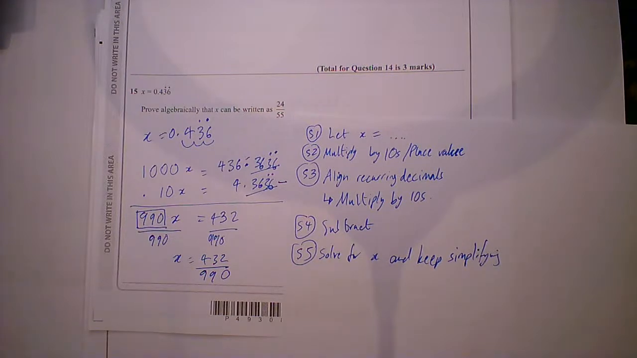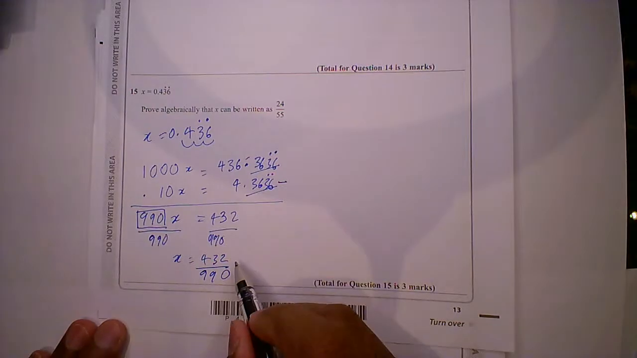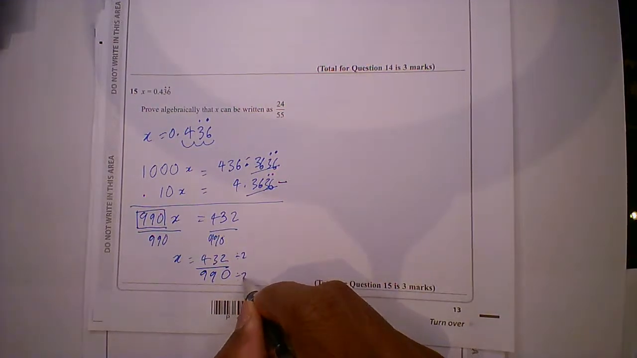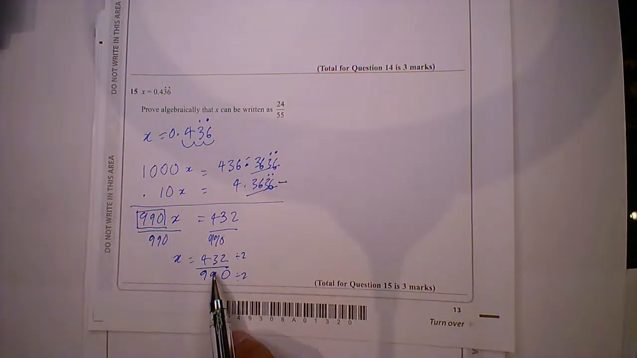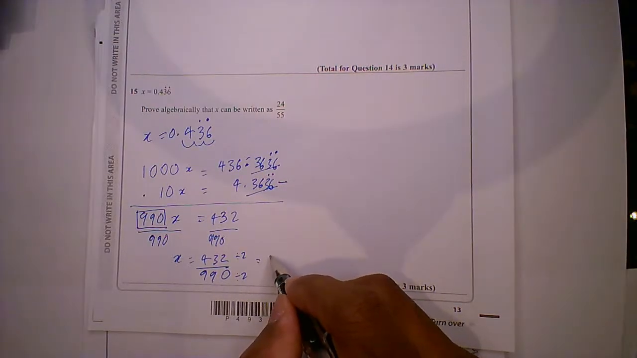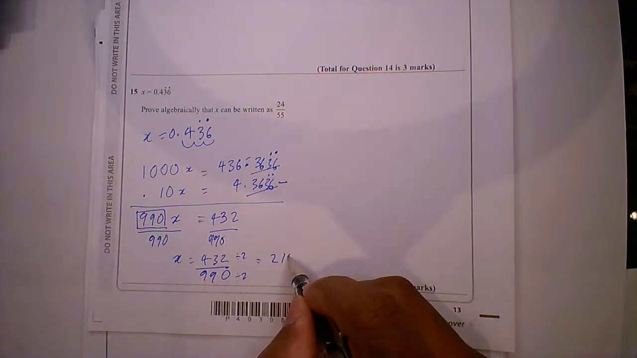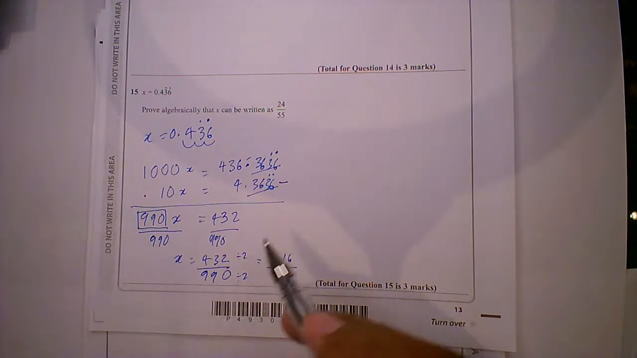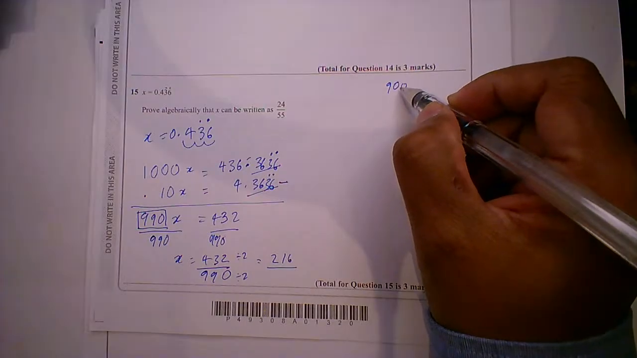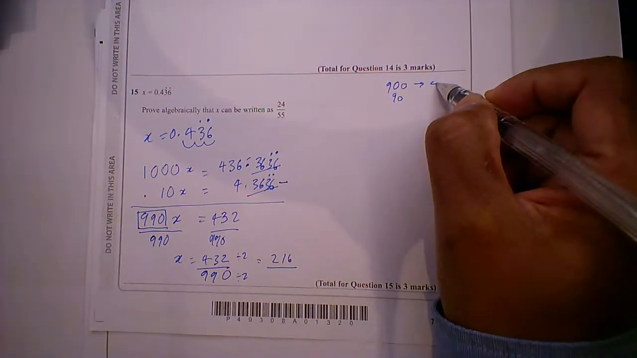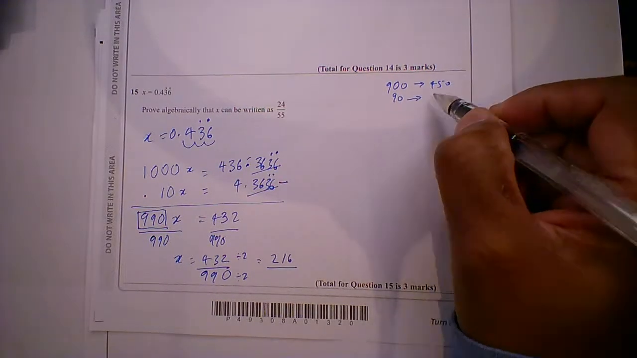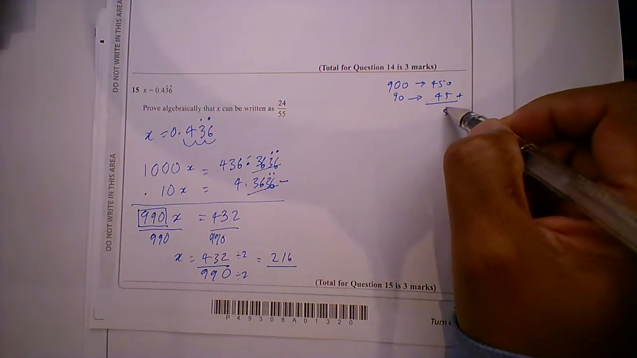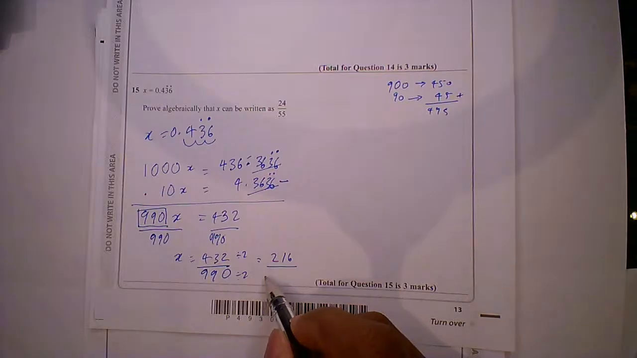Okay, so now I'm looking at what number goes into both the numerator and the denominator. Now I am going to keep it simple. I can see they are both even numbers, so I'm going to divide by 2. Half of 400 is 200. Half of 32 is 16, so 216. Half of 990, if you want to chunk things, so 900 and 90. What's half of 900? It's 450. What's half of 90? 45. Then add these together, 495.